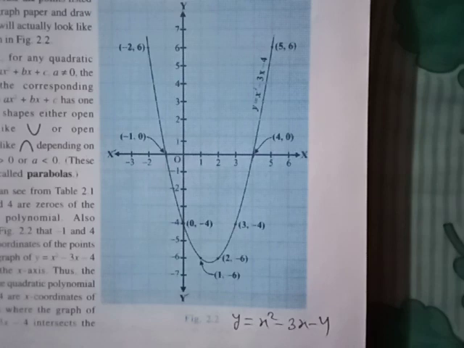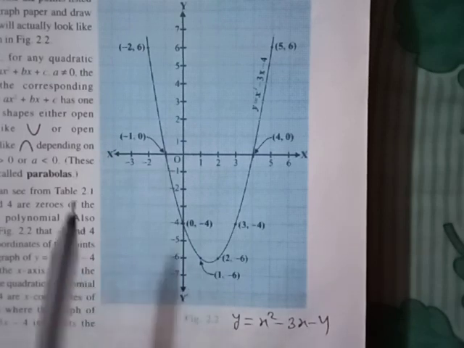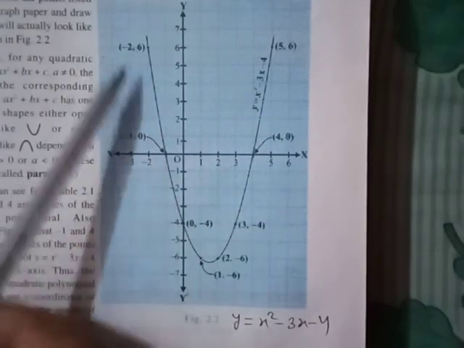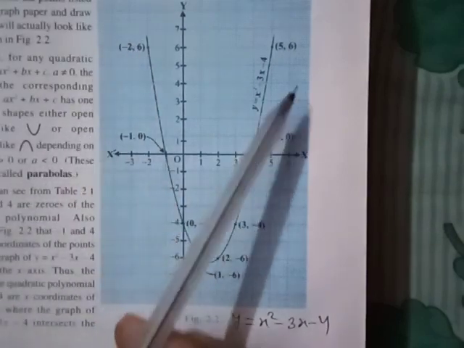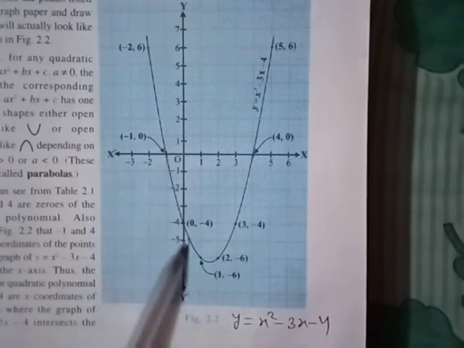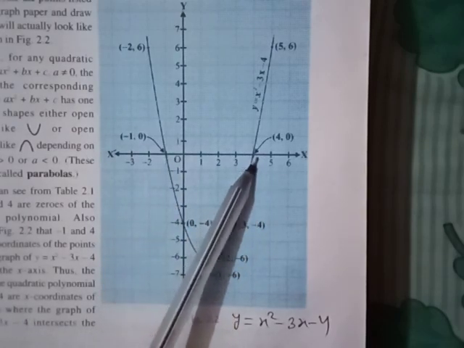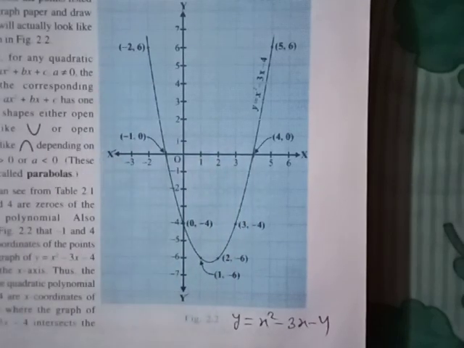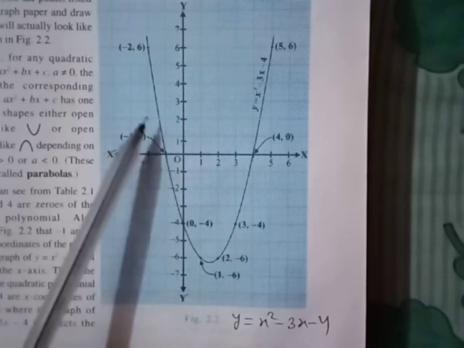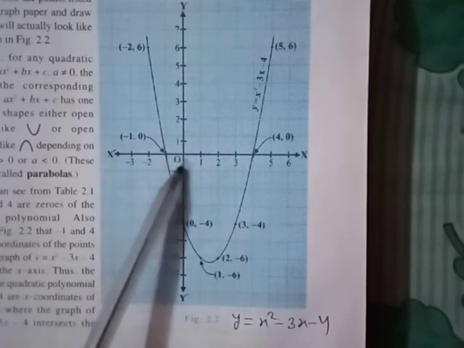Now students, see this graph. This graph is for the polynomial y equal to x square minus 3x minus 4. For this polynomial, the graph is in the shape of a parabola. It cuts the x-axis at two different points. First, this graph cuts at this point and it cuts at this point. So this polynomial y equal to x square minus 3x minus 4 has number of zeros 2, because this graph cuts the x-axis at 2 points.